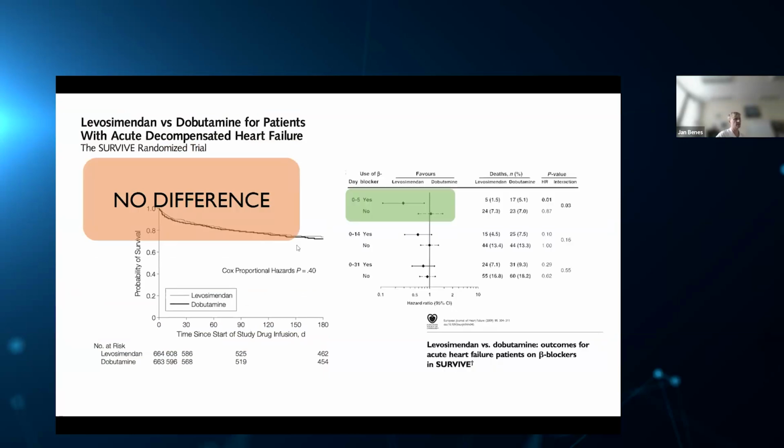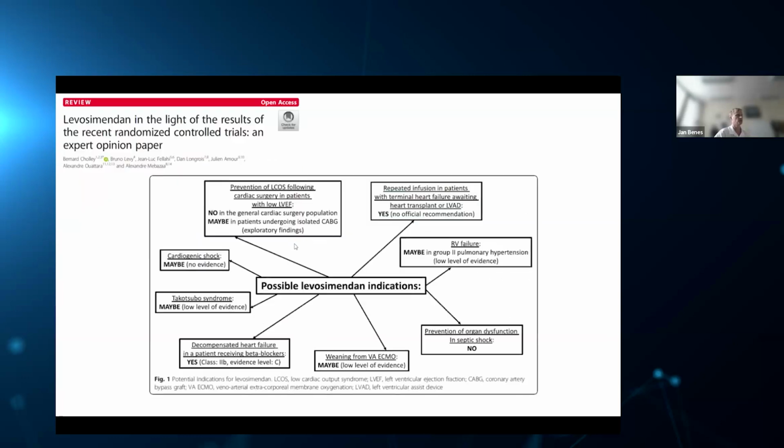Where we have seen a difference is in those on beta blockers previously. So again, if you have blocked the pathway of the beta blockers, the dobutamine won't work, then the levosimendan may be working. So to sum up the inotropes, levosimendan is definitely not the one which should be used as a primary drug for these patients.